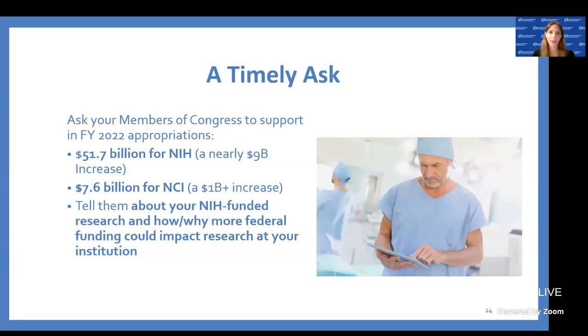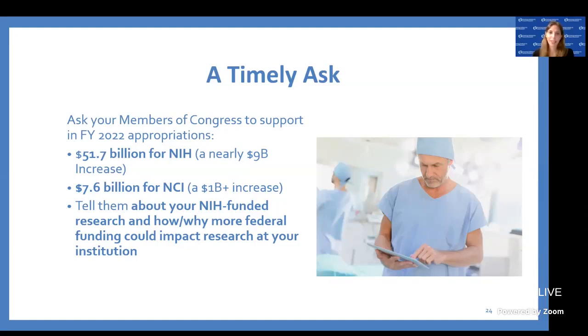And I've included here what the asks are for the next fiscal year. So nearly $9 billion increase for NIH, a little over a $1 billion increase for NCI. And importantly, when you contact them, tell them about your NIH-funded research and tell them about why more research funding is needed. What would you be able to do with that work at your institution in your district? And what might the impact be for the population at large? This is really important for members of Congress to understand what the impact would be on their district and their constituents of increased federal funding for cancer research.